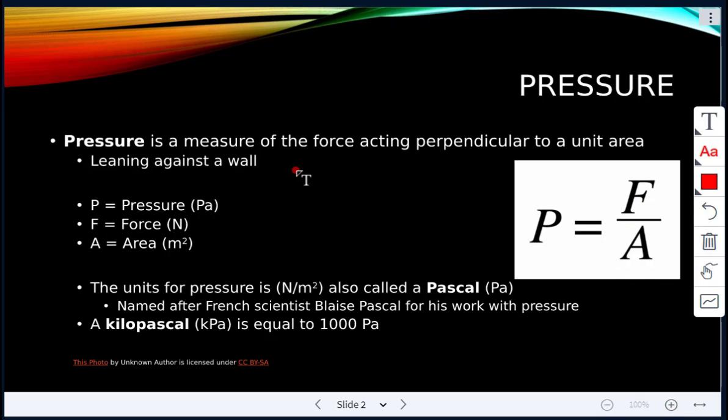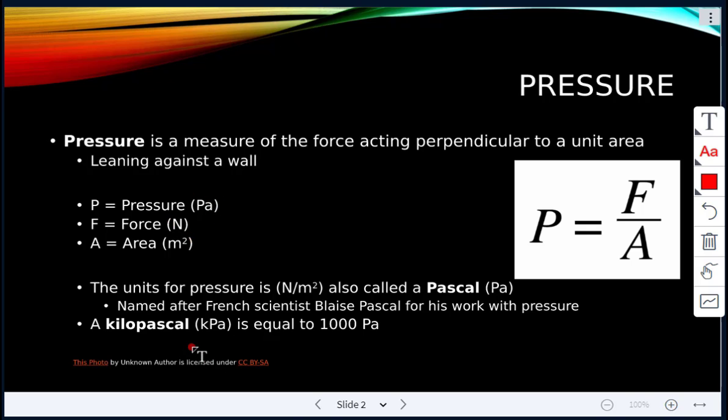So for example, like leaning against a wall. Pressure is measured in pascals. Force is measured in newtons, and area is measured in meters squared. So when we have newtons per meter squared, it's also called a pascal. Therefore, pressure is measured in either newtons per meter squared, or you can write it as pascals.